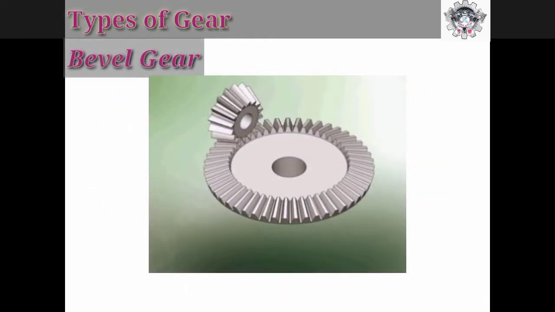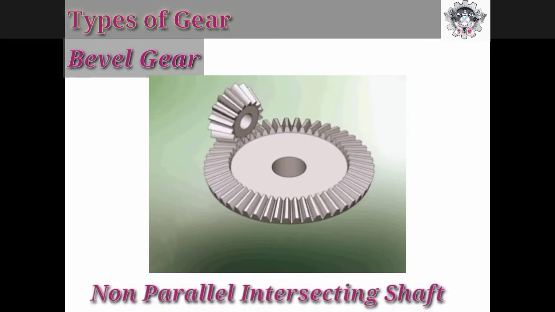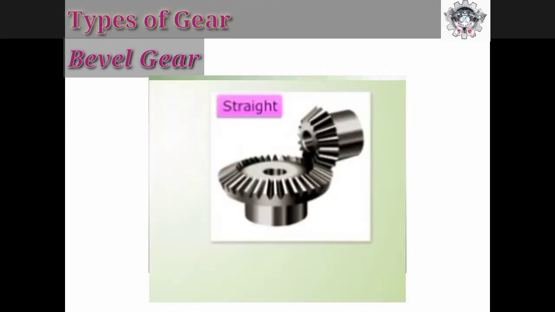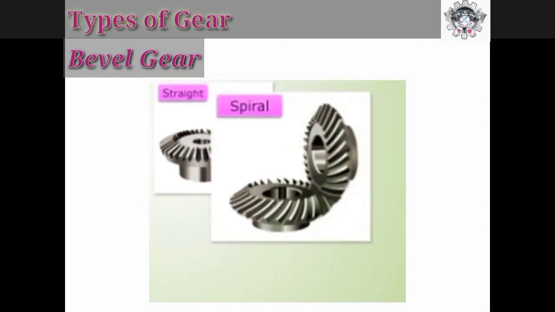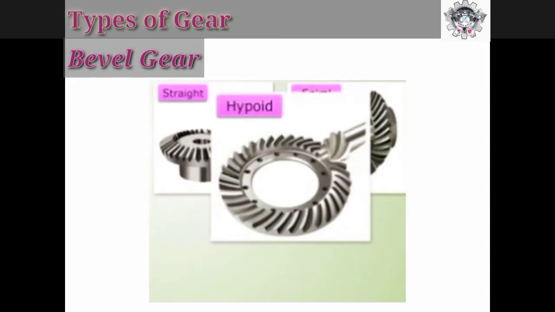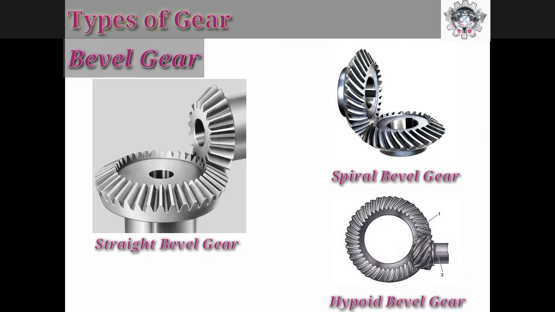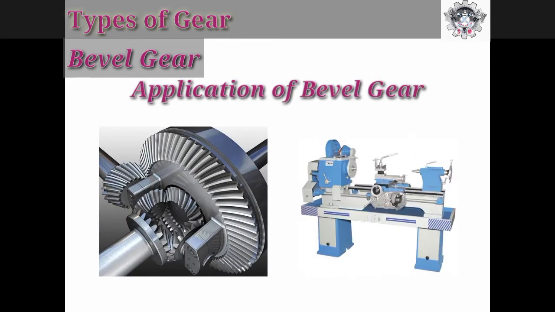Next type of gear is bevel gear. Bevel gear is used to transmit motion between two non-parallel intersecting shafts. In bevel gear, the shafts are at 90 degrees with each other or at a different angle. Teeth of bevel gear can either be straight, spiral or hypoid. Bevel gears having straight teeth are called straight bevel gears. Bevel gears having spiral teeth are called spiral bevel gears. Bevel gears having hypoid teeth are called hypoid bevel gears. Bevel gears are mainly used in car differentials and other workshop machinery.